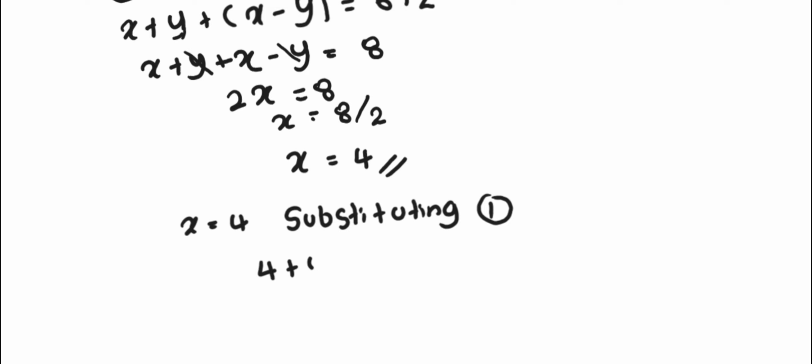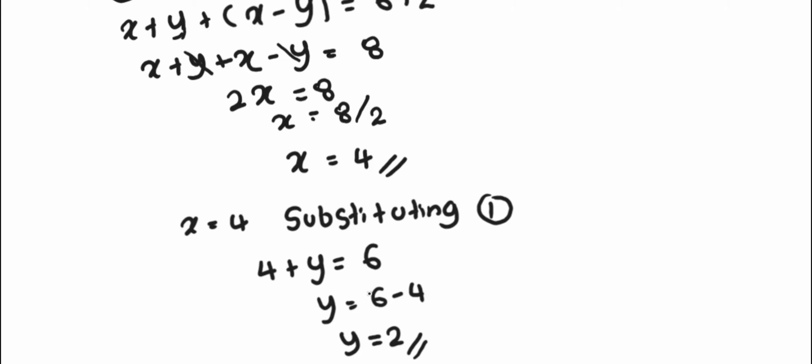x plus y equals 6. So we need to isolate y. We move the plus 4 to the other side. 6 minus 4, y equals 2. So now we got both answers for both variables. x equals 4 and y equals 2. We have solved this example.